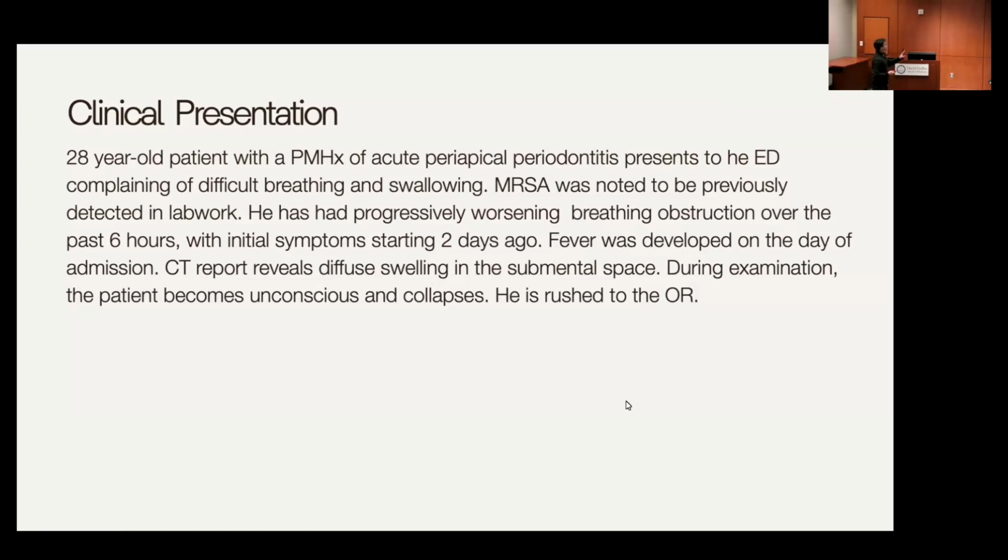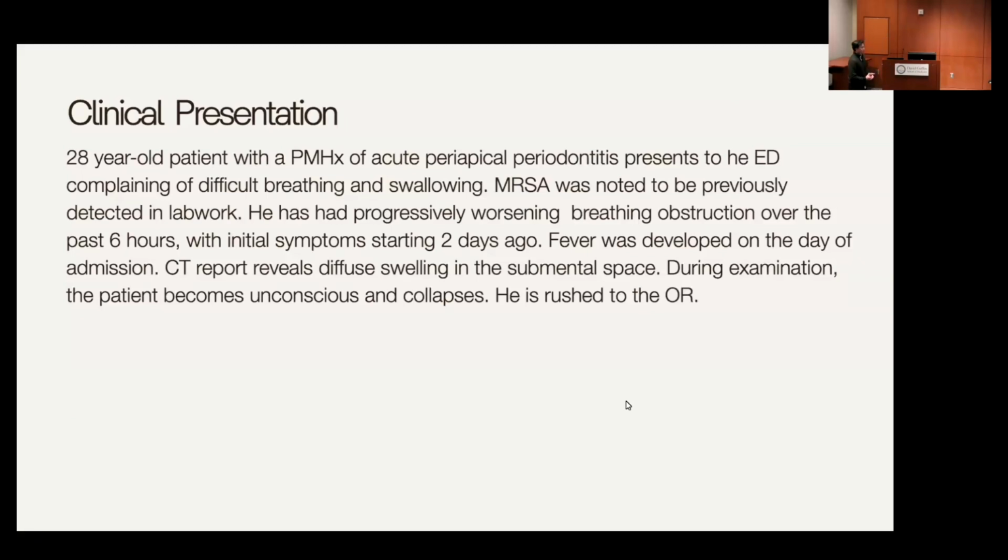This is an example from another one of our lectures in which a patient presented to the ED with Ludwig's angina. And we'll go ahead and just quickly recap this. We have a 20-year-old patient with prior medical history of acute periapical periodontitis. They complain of difficulty breathing and swallowing.